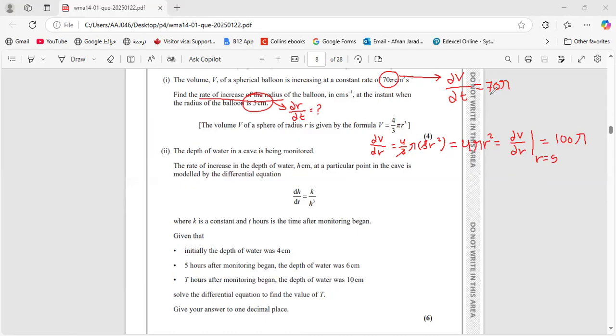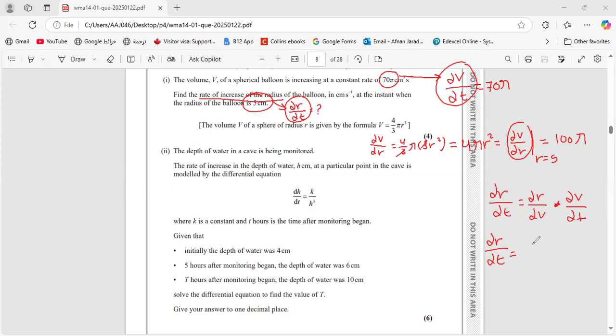Now, you have dV over dt. You have dV over dr. You need dr over dt. So you need dr as a numerator. So flip this one. It will be dr over dV multiplied by dV over dt, so you can cancel dV with dV. What's left is dr and dt.